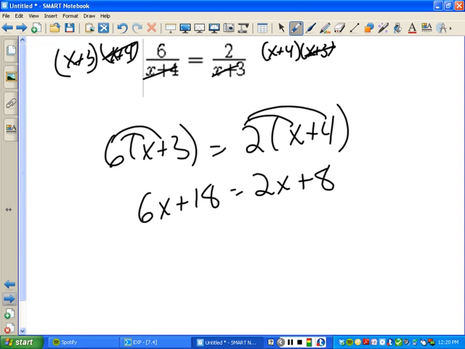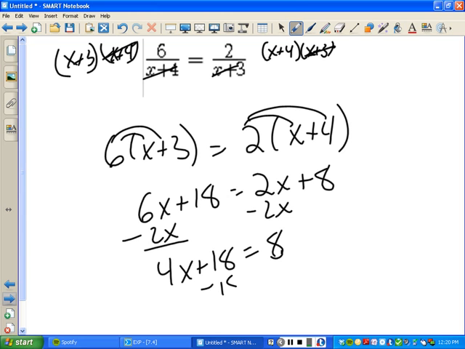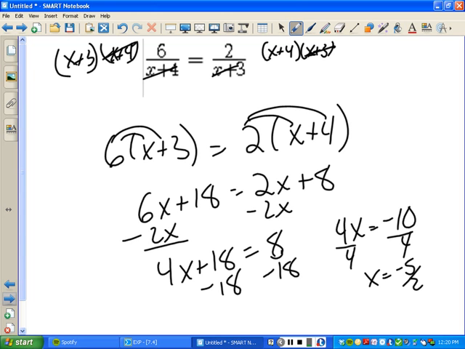6x and 2x. You can subtract 2x from both sides. You'll get 4x plus 18 equals 8. Subtract 18, you'll get 4x equals negative 10. Divide by 4, x is equal to negative 5/2.